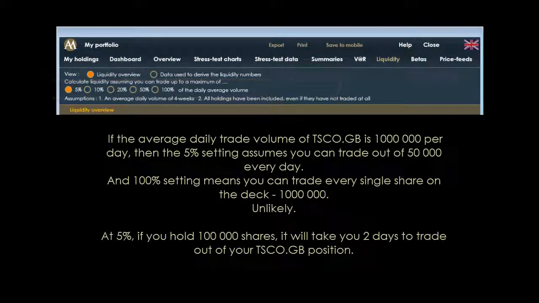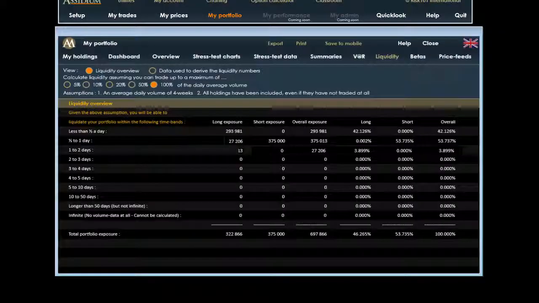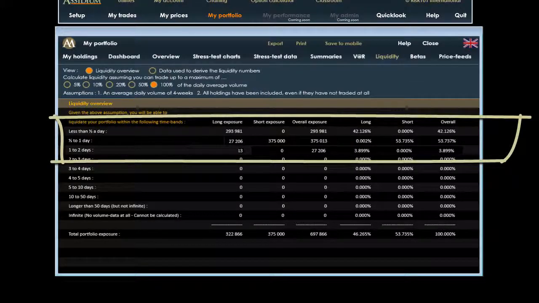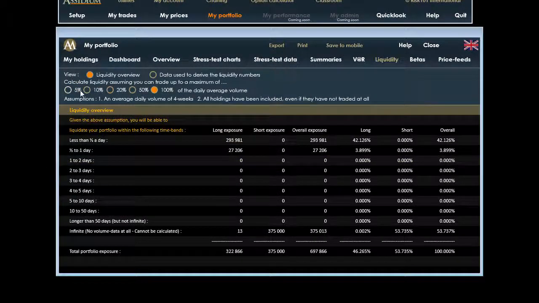You can see the effect of those different settings in the resultant liquidity overview. It takes either just 1 day to close this book, or, if I change my assumptions down to a 5% market saturation, between 10 and 50 days.